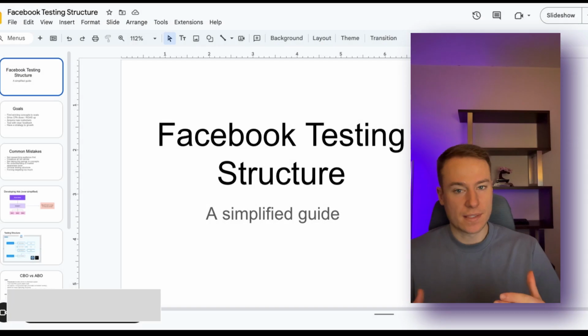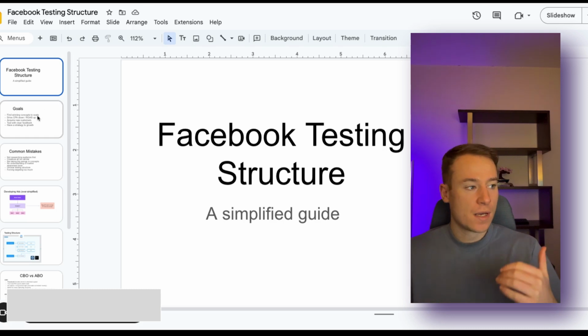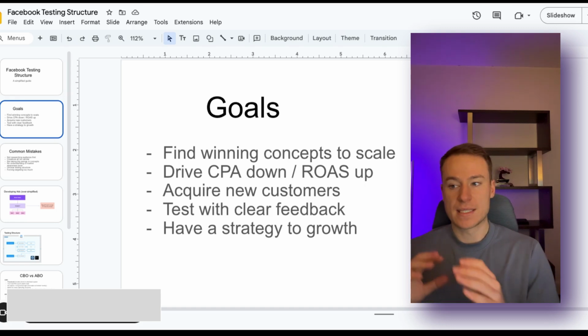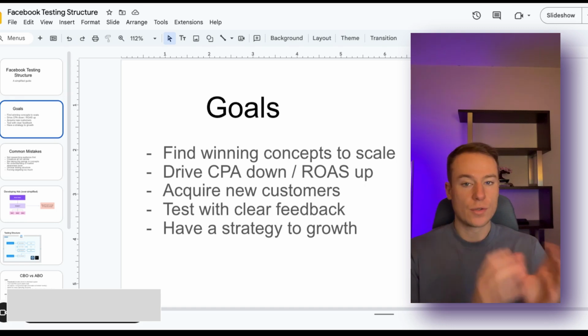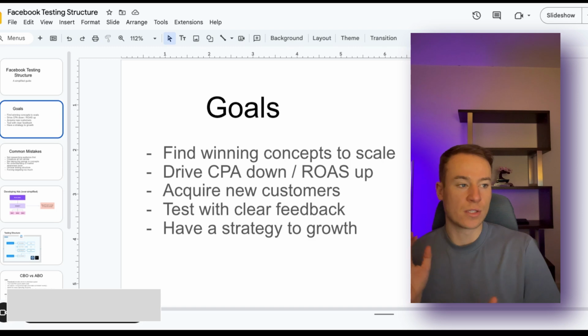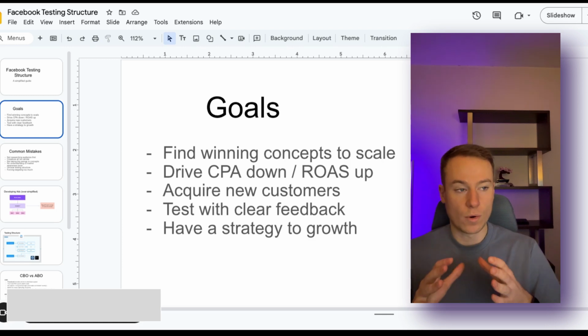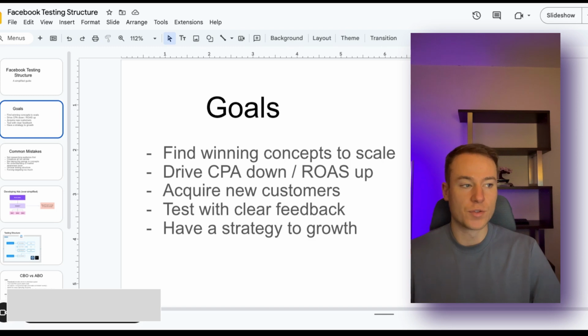So, Facebook testing structure, a simplified guide. Now, the goal of this is obviously to find winning concepts that scale. Beforehand, what you might have is this scattered approach, not too sure what works or what doesn't work, or just lumping all your ads into a single ad set or into multiple campaigns. The point of this is to figure out which concepts actually work for you and which ones you can put more money behind and iterate from for your future creative development.